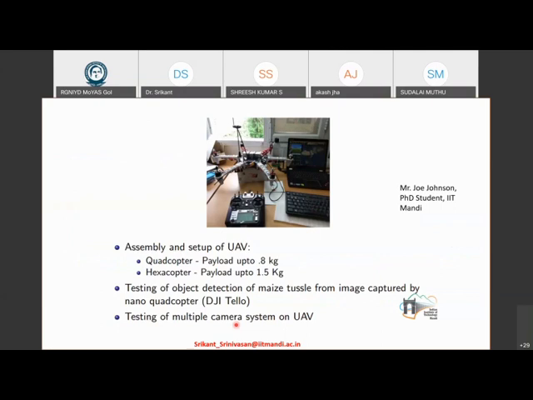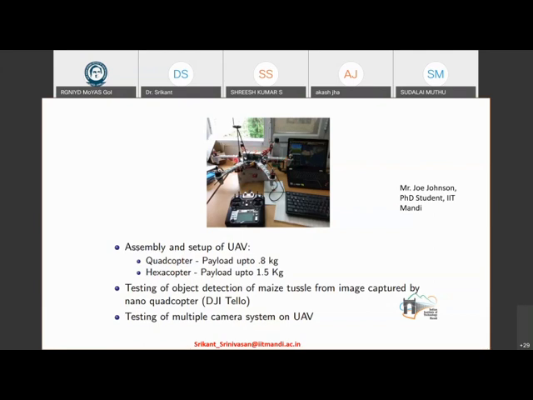So some of the work we've been doing at IIT Mandi, we've started off with the use of UAV drones, where we've worked with quadcopter and hexacopter. So this is a hexacopter. Hexa means 6, quad means 4. So a quadcopter is a UAV which has 4 blades, and a hexacopter is something which has 6 arms. So there is 1, 2, 3, 4, 5, 6 arms.